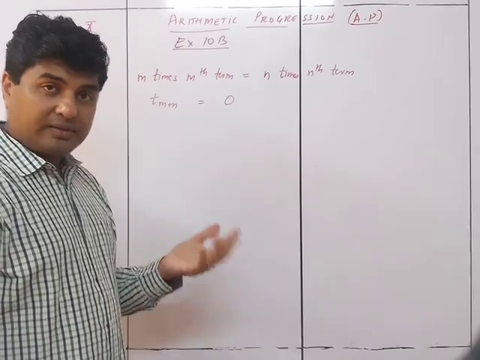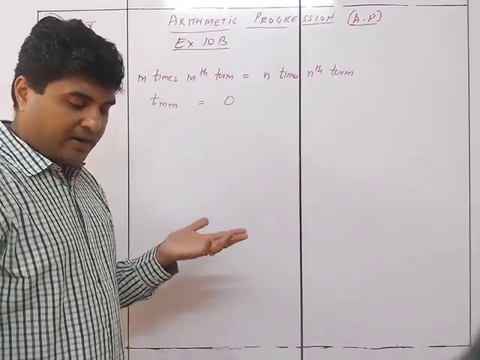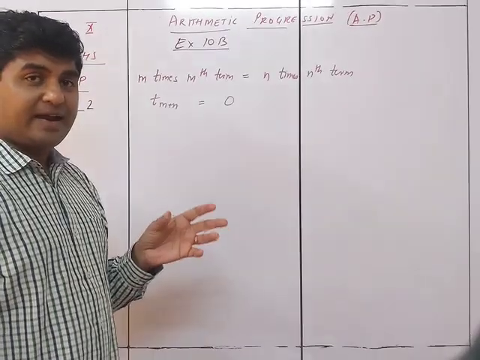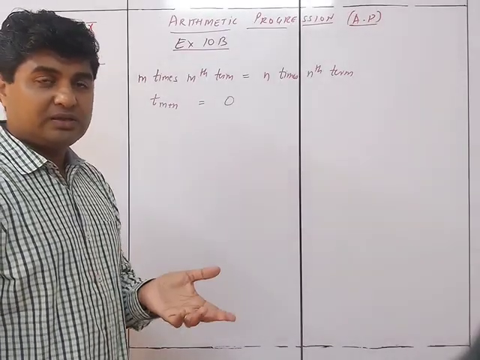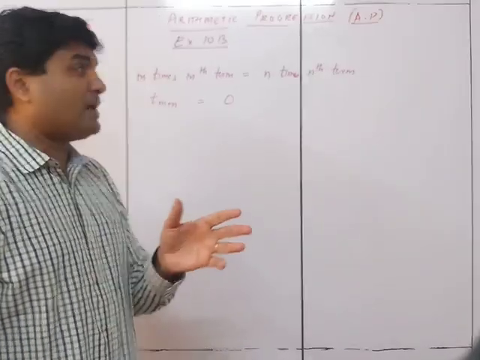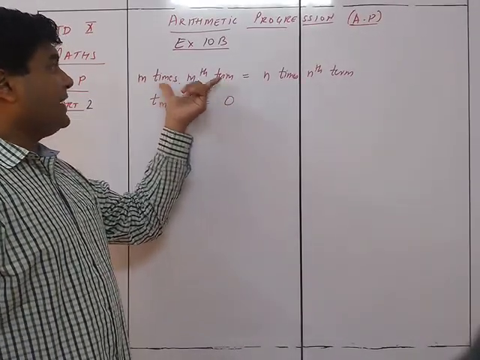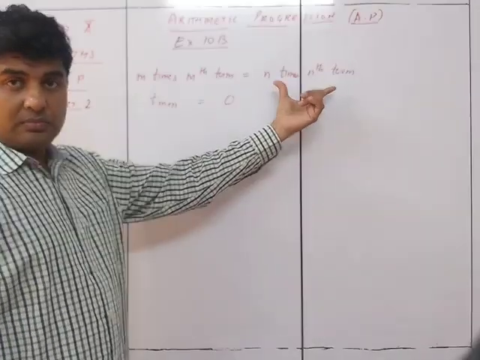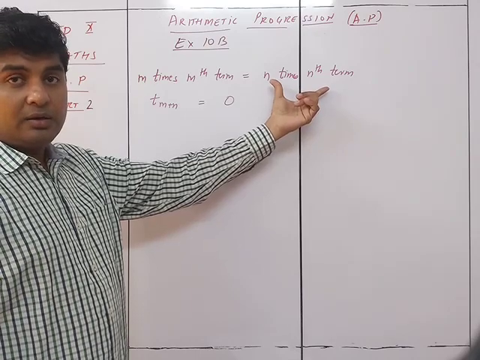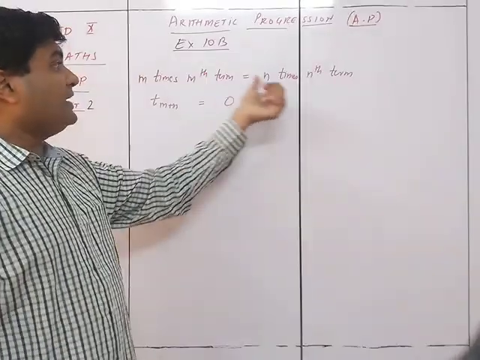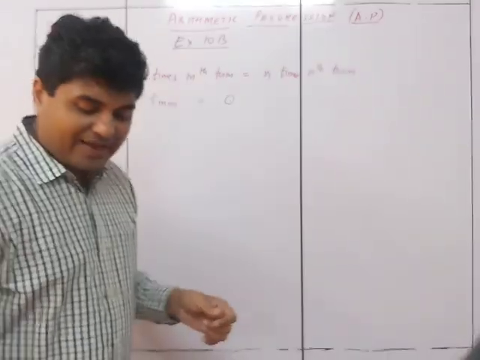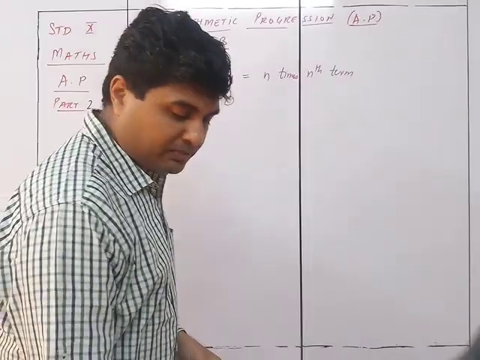AP में ऐसा होता है that if I multiply the second term with 2 and the 8th term with 8, and if I get the same answer, if this multiplication is the same as this one, then the m plus nth term will be 0. So that is exactly what is there in this particular sum, the first sum.